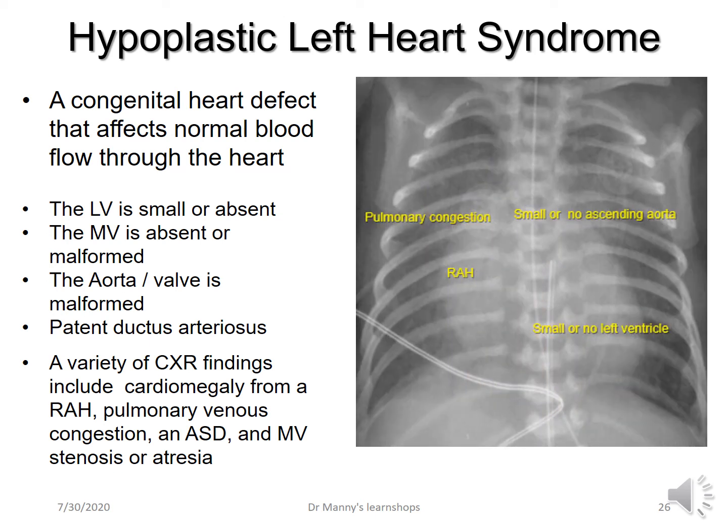On chest X-ray, the heart will be big, despite the fact that there's a small or no left ventricle. There may be a small or no ascending aorta. The arch may be sort of missing. There will be right atrial hypertrophy, because the right heart has to work very hard in order to meet metabolic requirements, which are typically met by the left ventricle. And there will typically be pulmonary congestion. The infant will not be very well on physical assessment.